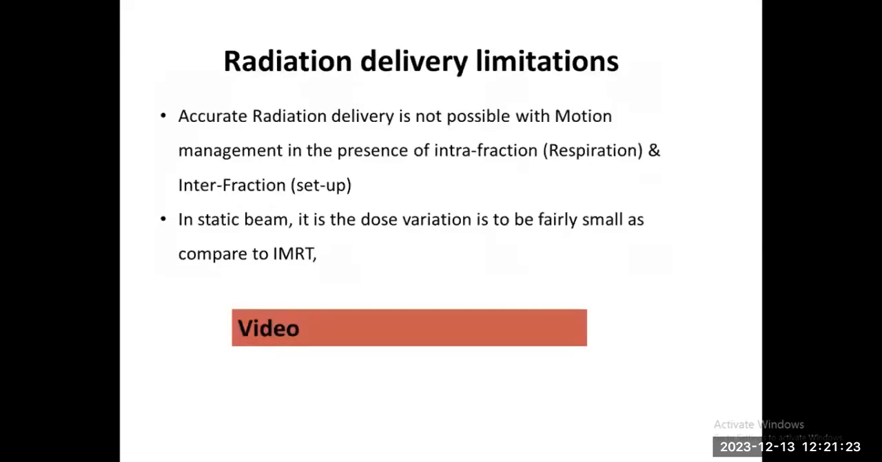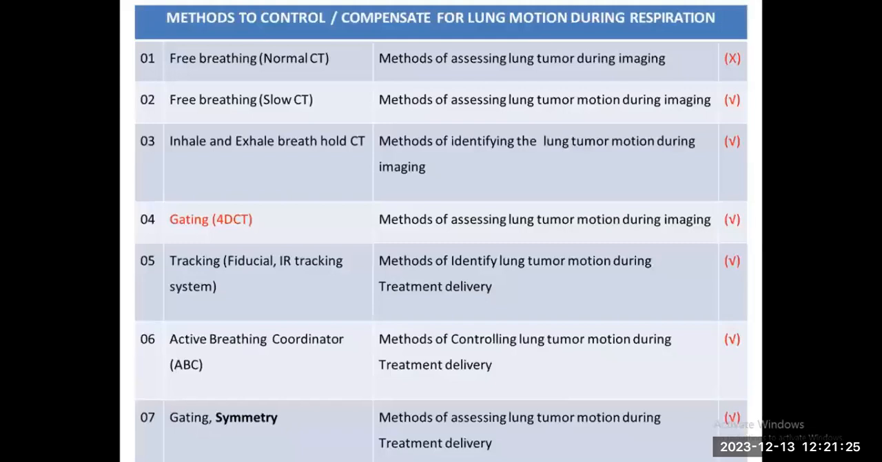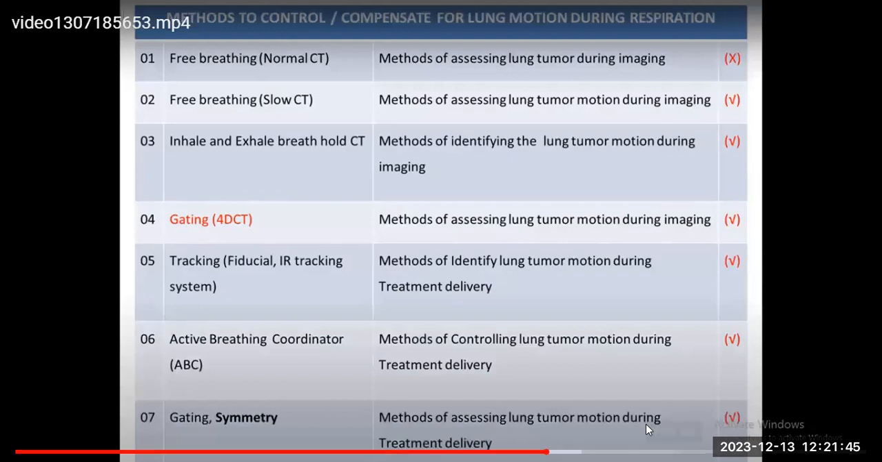So this chart shows the summary of all these processes, meaning what kind of control systems, motion management, and methods we can use to control motion. First one is free breathing. Free breathing CT is a normal CT. You can use that one, but here you can't see the whole extent of the tumor movement.